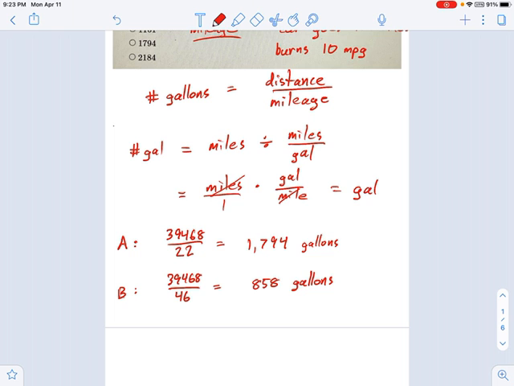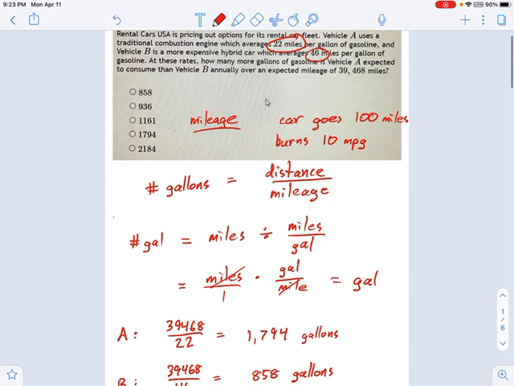So this is the amount of gasoline each car needs, and now you just take the difference and you figure out what we're looking at here. 1794 minus 858 is the gasoline savings that you're looking at buying the hybrid car. So 936, and there we go.